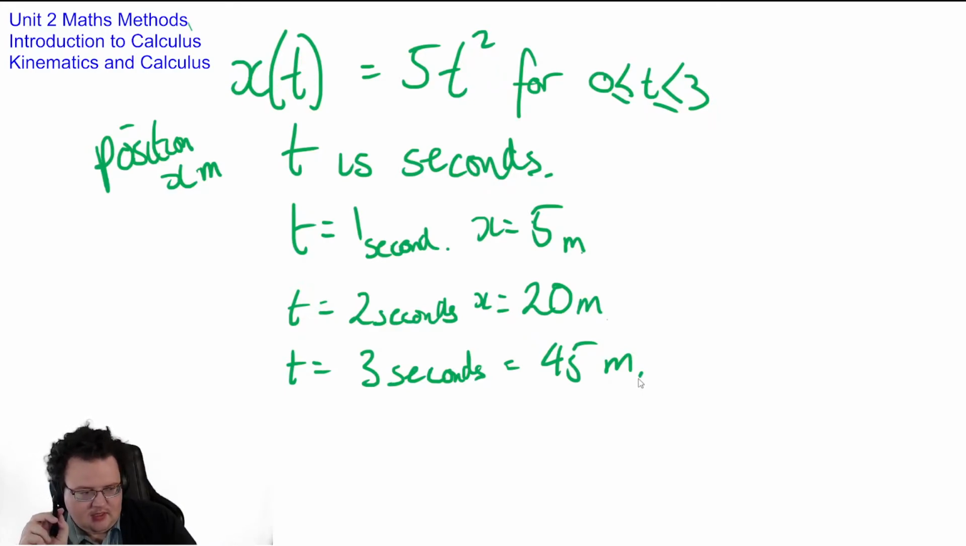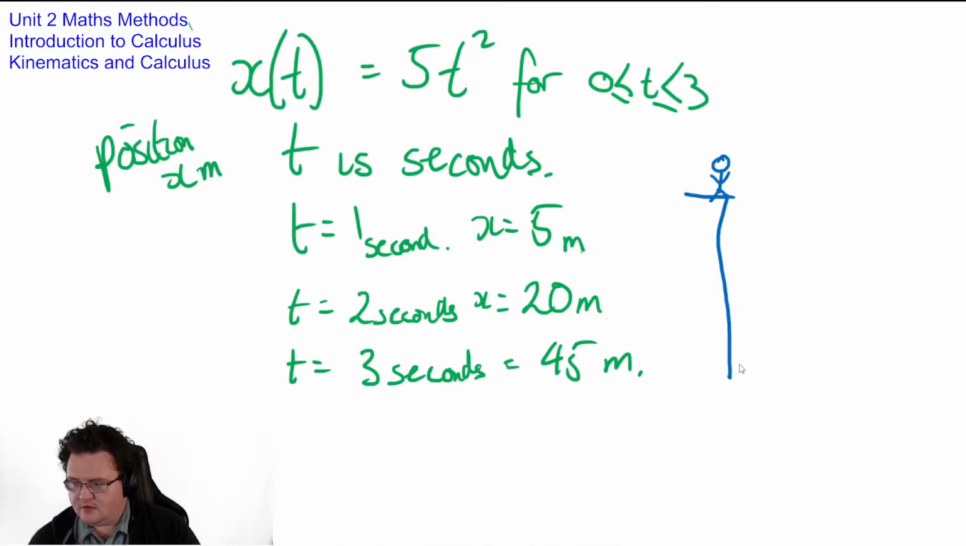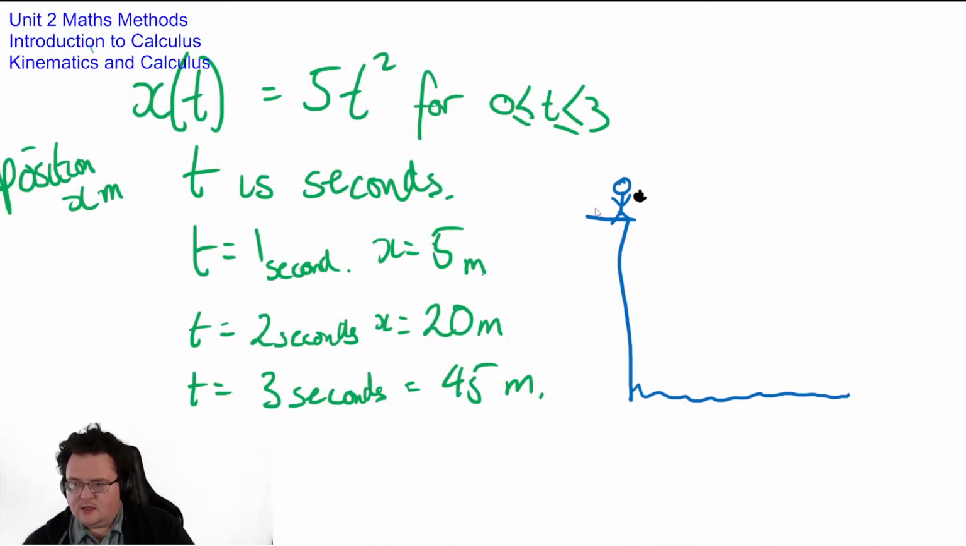So, here is where it gets a little bit wibbly wobbly. This is modeling a situation. You are standing on top of a cliff, got the ocean all the way down there. And what you're doing is you are dropping a stone, and the cliff is 45 meters. So you're 45 meters up, dropping a stone into the ocean.